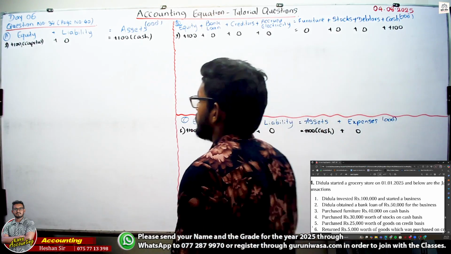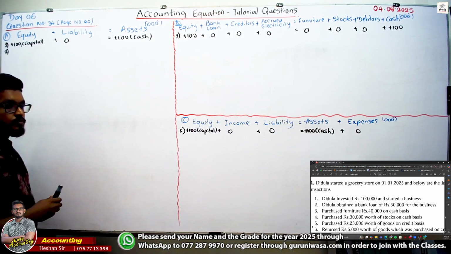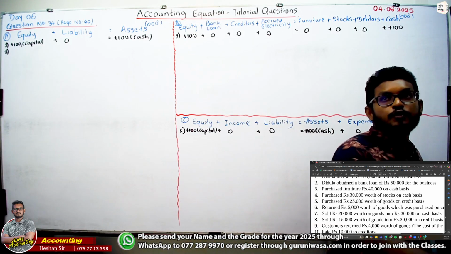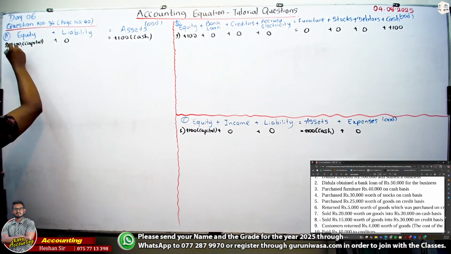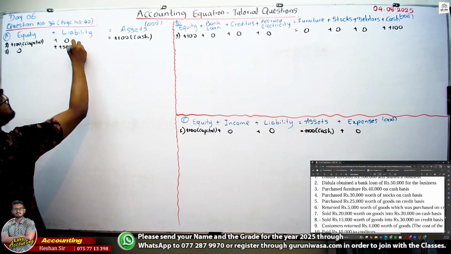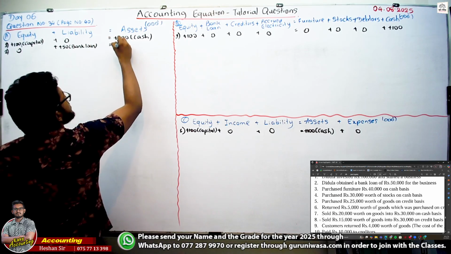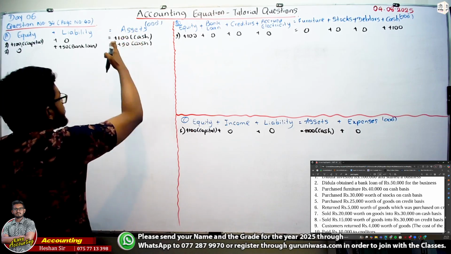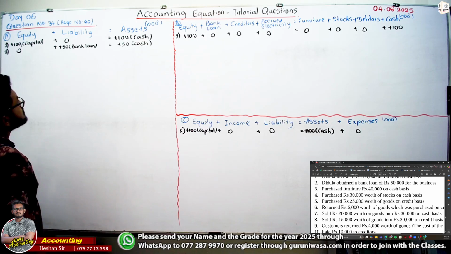Number two, Didula obtained a bank loan of 50,000 for business. When a bank loan is obtained, liability increases 50,000 as bank loan, and assets also increase 50,000 as cash. Since you need to balance, just maintain the zeros clearly.